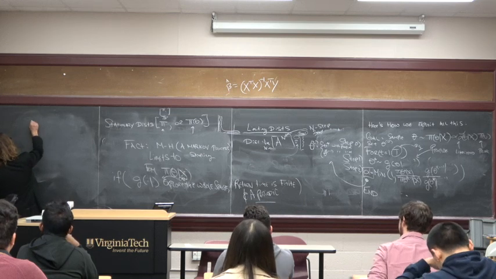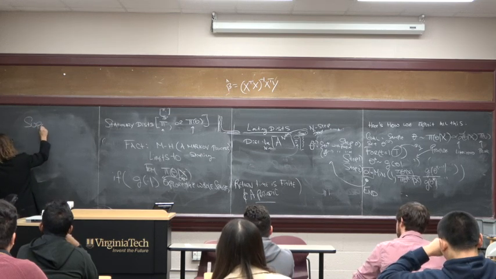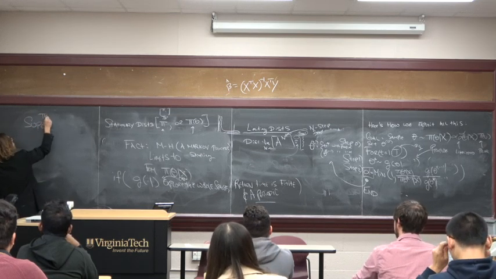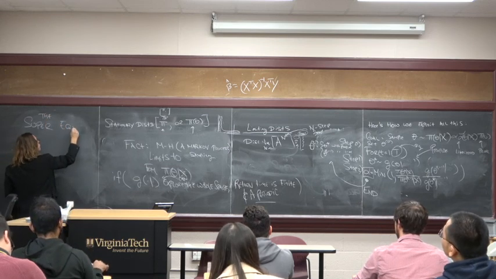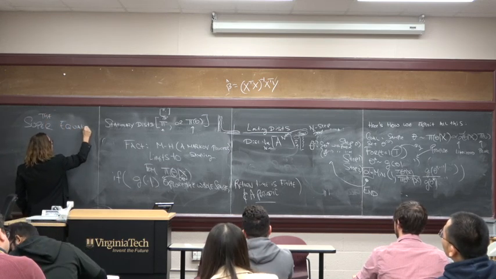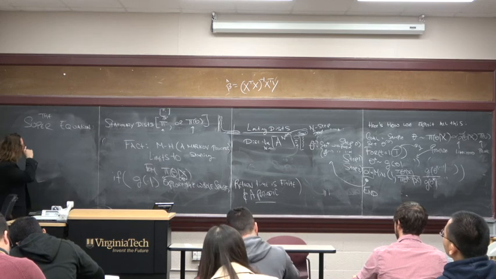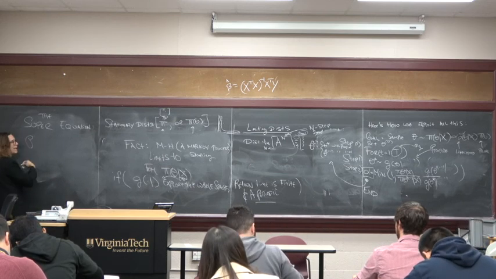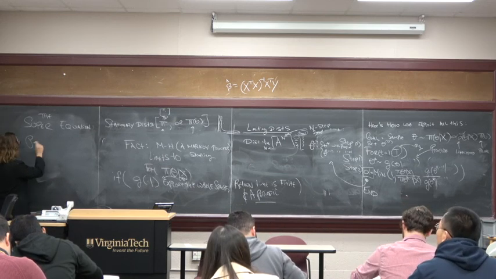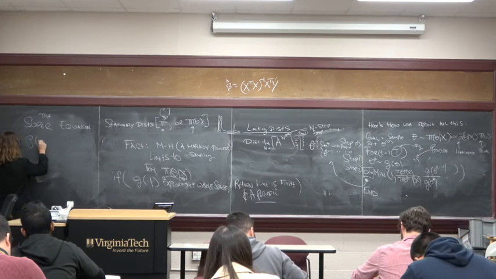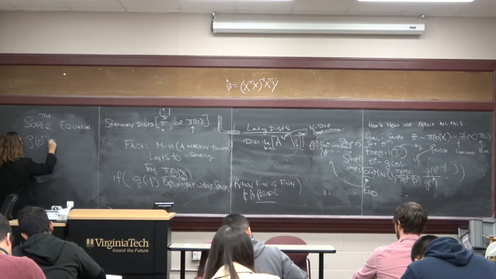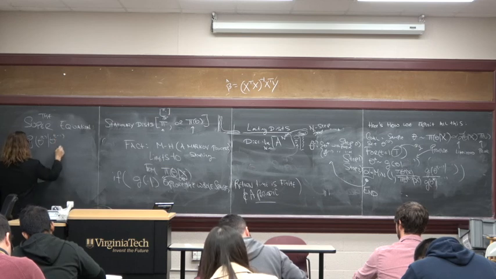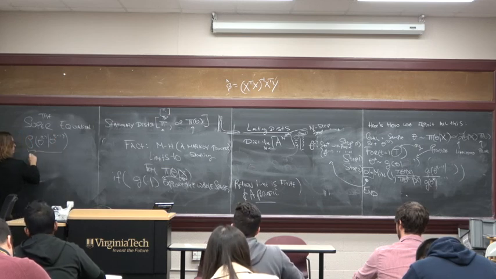So here's a very important equation. I'm going to call it the super equation. And it says this. I'll write it out continuously. Rho theta t given theta t minus 1. So this is a Markov transition.